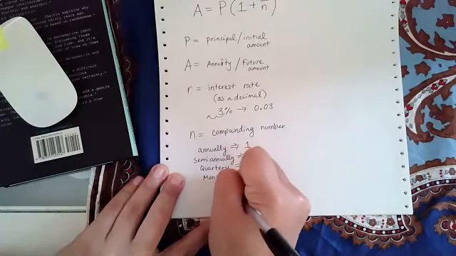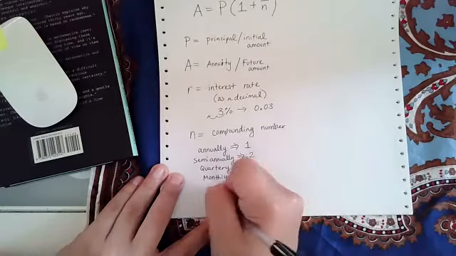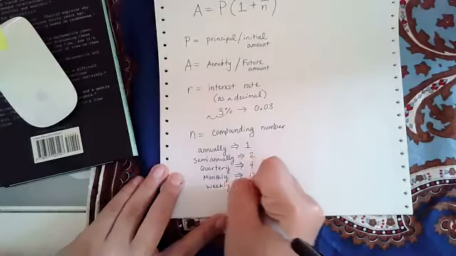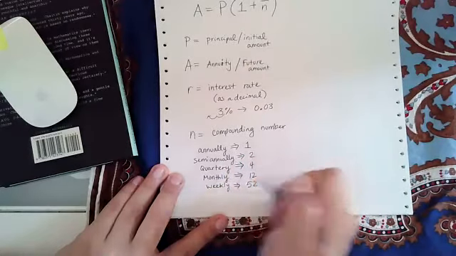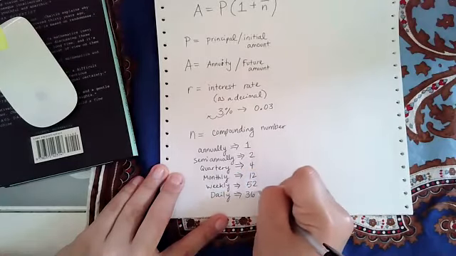Monthly, there are 12 months in a year. Weekly, there's 52 weeks in a year. And then daily, there's 365 days in a year.